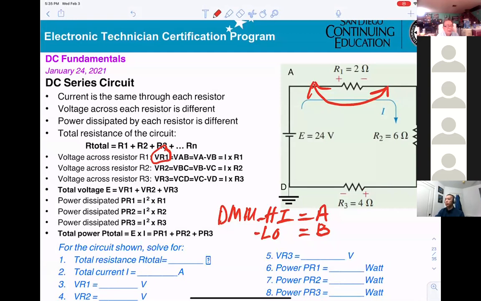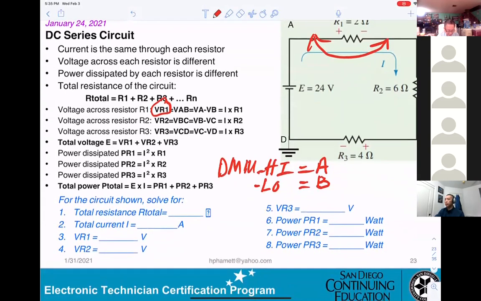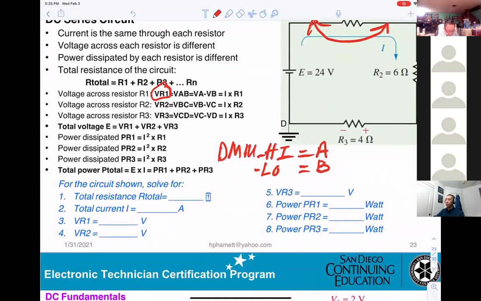Okay, so now what I want you to do, complete that table for me. For the circuit shown, find the total resistance, total current, and the voltages VR1, VR2, VR3. Quickly try to do it. Tell me what you get.